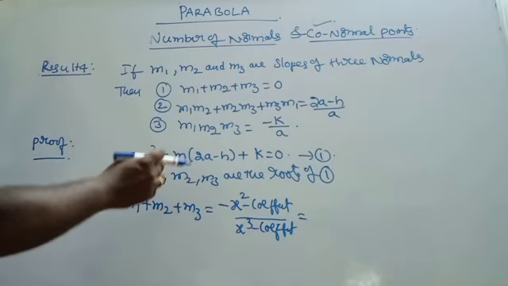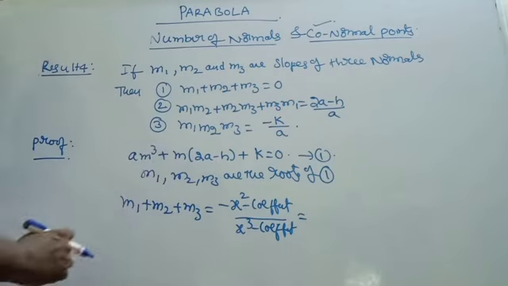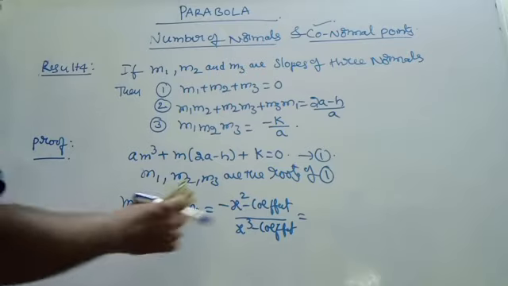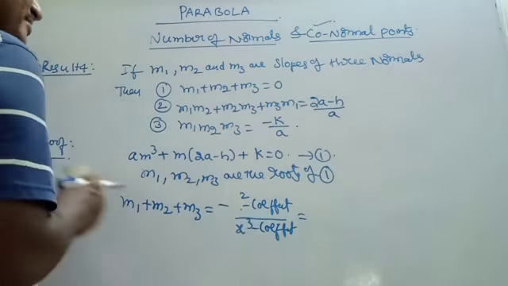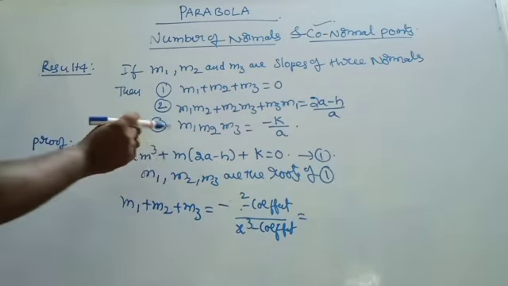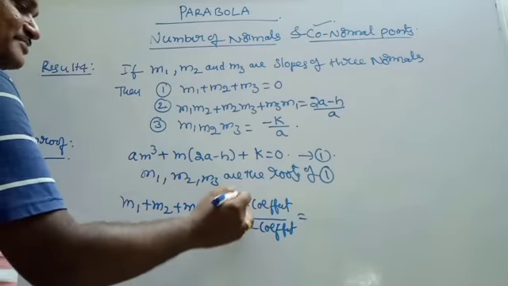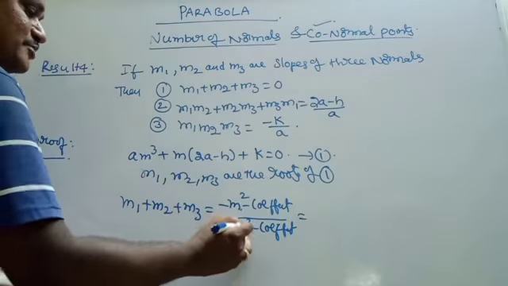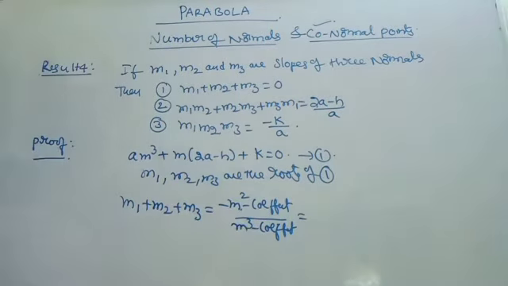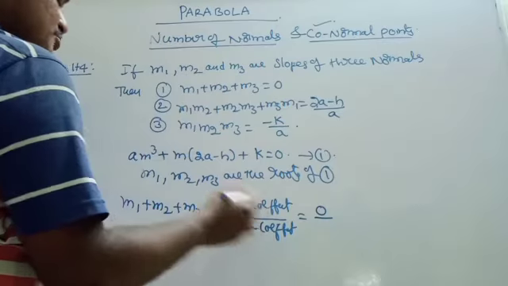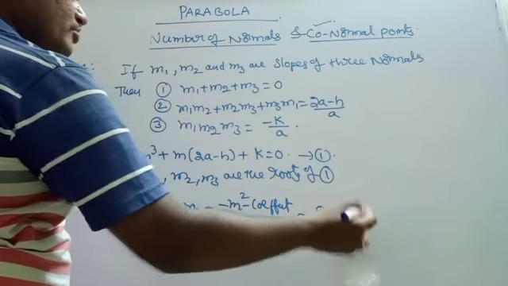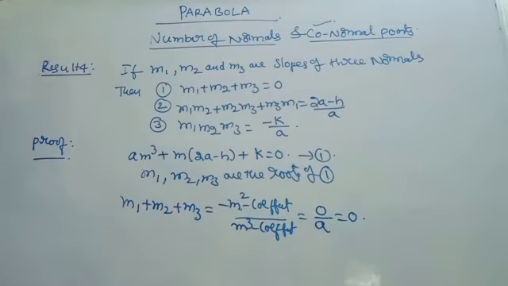This is now the x² coefficient. Here you don't have an x² coefficient, meaning here the m² coefficient. Here x² means, here, the equation in terms of m. That's why minus m² coefficient divided by m³ coefficient. Here there is no m² coefficient. That's why it becomes 0. 0 divided by the m³ coefficient, which is a, means 0. So m1 + m2 + m3 = 0.